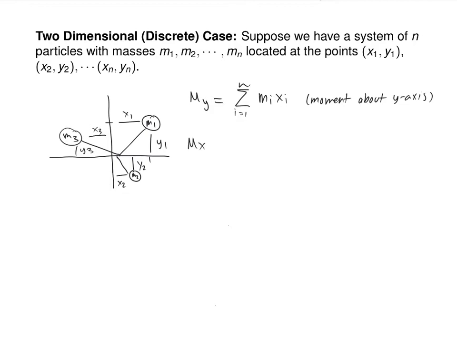And then Mx, what's that going to be? How is that going to be different? It's going to be y's, exactly. mi times yi. And that's the moment about the x-axis. I should equal 1 on the bottom, yeah. Sorry, i from i = 1 to n. Just got going a bit too fast there.